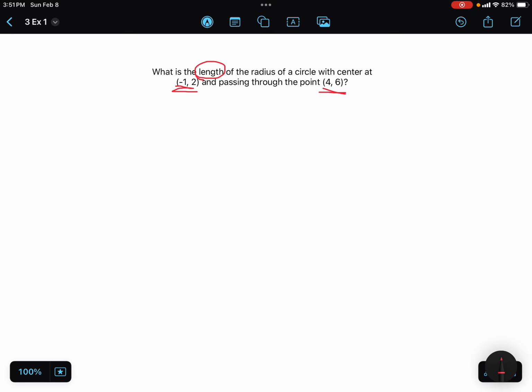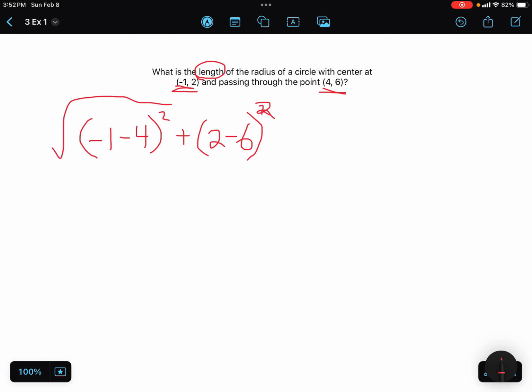So the first thing we're going to do is find the difference in the x values. So that's going to be negative 1 minus 4. And we will square that. And then we will have 2 minus 6. And we will square that. And then we're going to take the square root of all of that. So here we will have negative 1 minus 4.